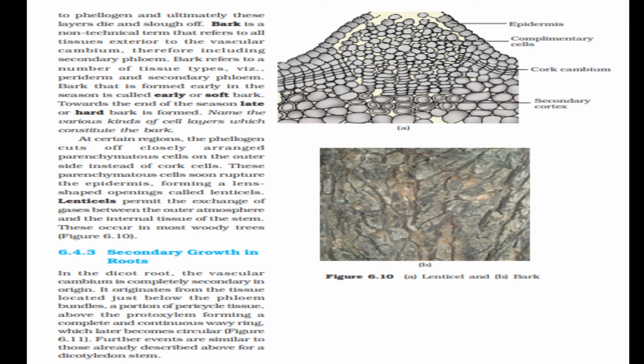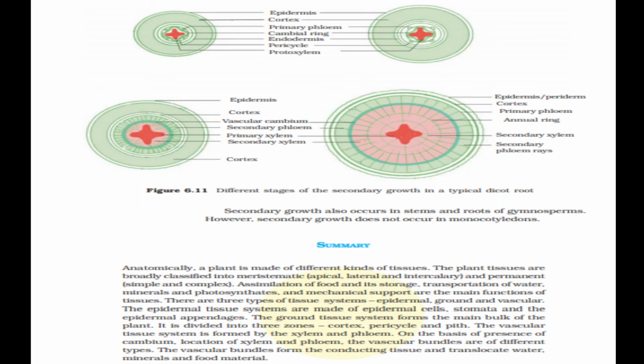6.4.3 Secondary growth in roots. In the dicot root, the vascular cambium is completely secondary in origin. It originates from the tissue located just below the phloem bundles, a portion of pericycle tissue above the protoxylem, forming a complete and continuous wavy ring, which later becomes circular. Further events are similar to those already described above for a dicotyledon stem. Secondary growth also occurs in stems and roots of gymnosperms. However, secondary growth does not occur in monocotyledons.